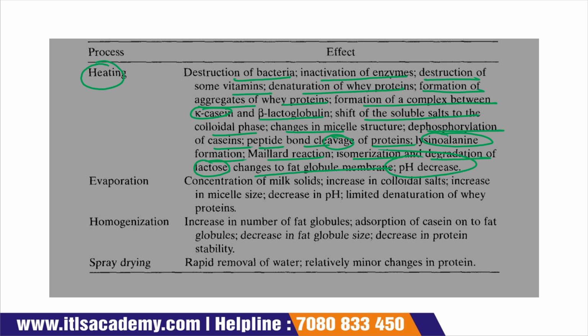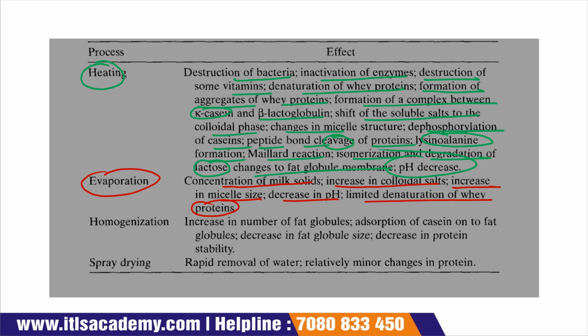Now the next process is the evaporation process. In evaporation, there is concentration of the milk solids, an increase in colloidal salts, an increase in micelle size, a decrease in pH, and limited denaturation of the whey protein.